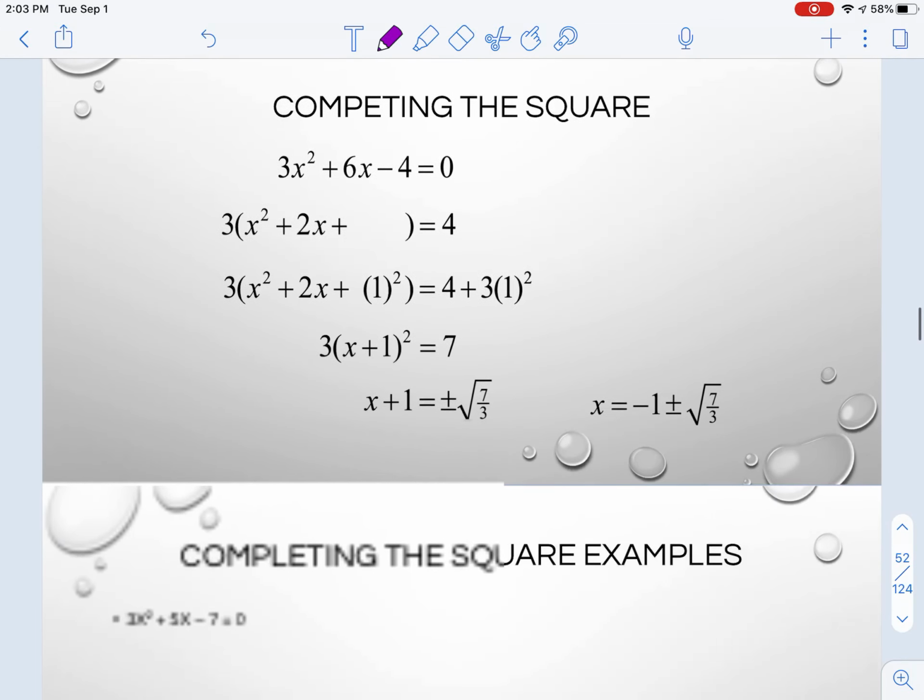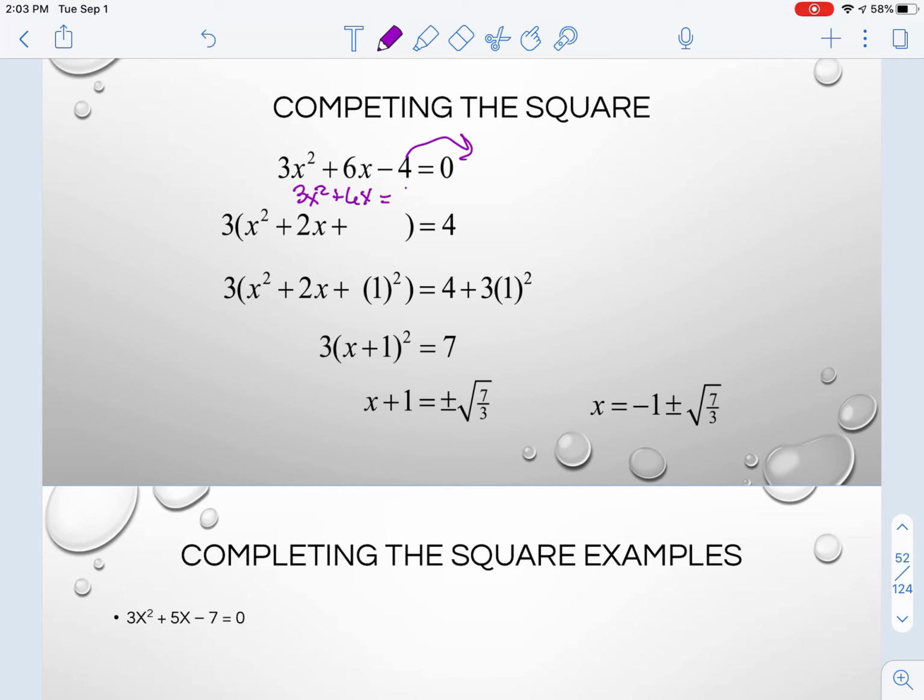So the first example, we kind of scripted out for you guys. As you can see, we moved our 4 over first, and then we pulled a 3 out of what's left on the other side. So this would have been 3x squared plus 6x equals 4, and then we pulled the 3 out because the a value has to equal 1. So once again, my b term is 2. 2 divided by 2 is 1. 1 squared, which is why a 1 goes here. And then a 1 goes here.